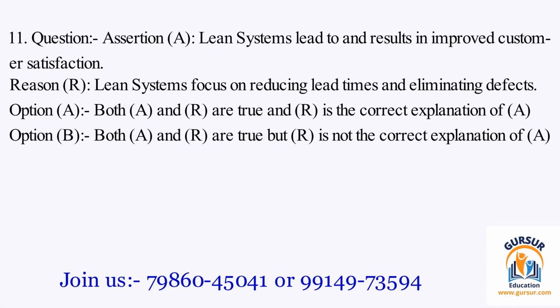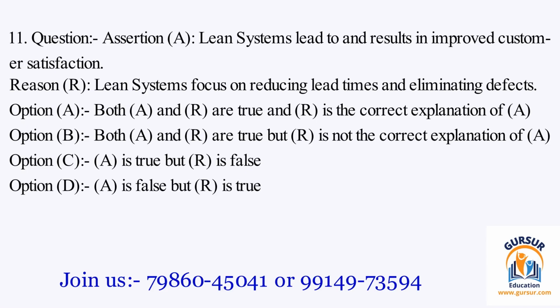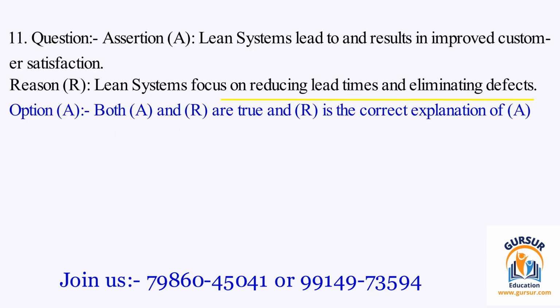The option B is, both A and R are true but R is not the correct explanation of A. The option C is, A is true but R is false. The option D is, A is false but R is true. The right answer of the question is option A, and that is, both A and R are true, and R is the correct explanation of A.